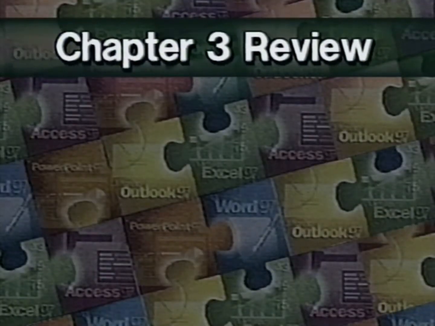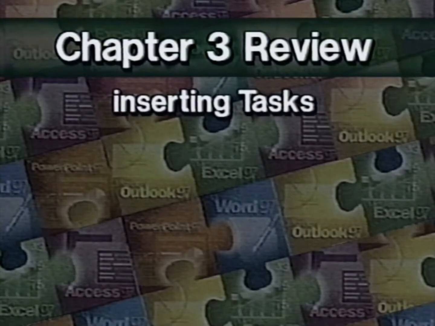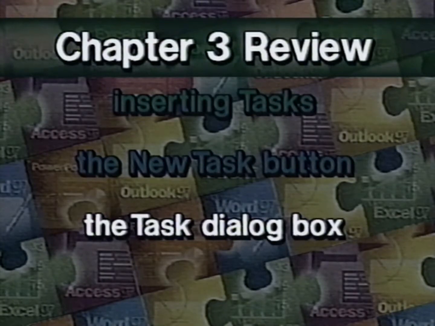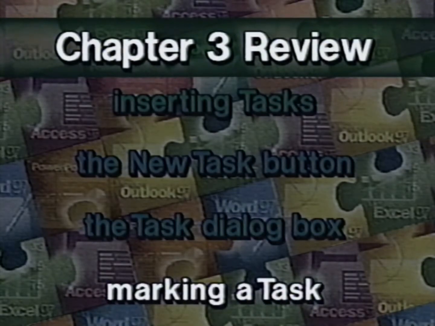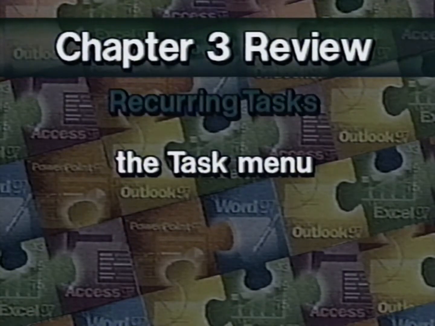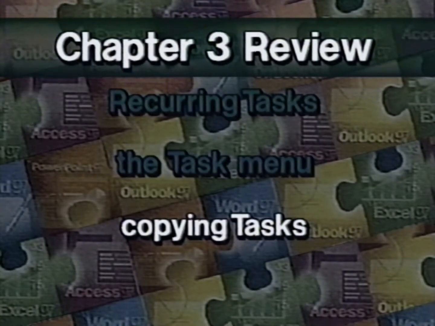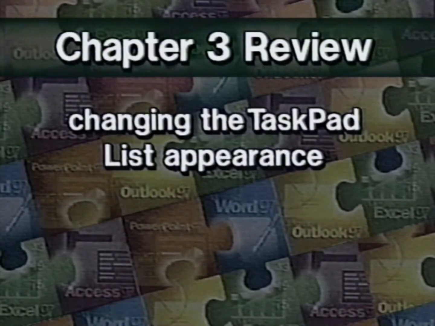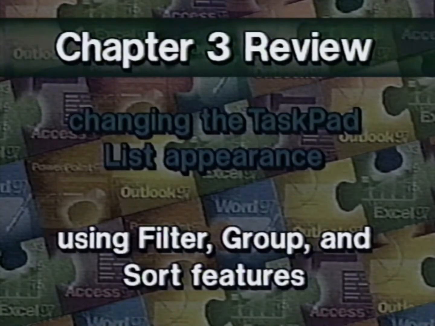Let's review what we have covered in this chapter. We learned how to insert a new task into the TaskPad list using the New Task button and the Task dialog box. Then we learned how to mark a task as complete. We learned how to insert a recurring task from the Task menu. We learned how to copy a task directly from the TaskPad list to the appointment book. And finally, we learned how to change the appearance of the TaskPad list using the filter, group, and sort features.